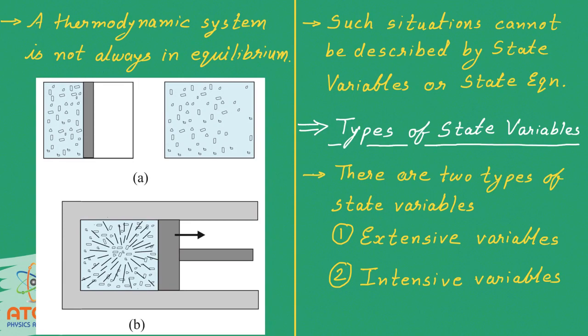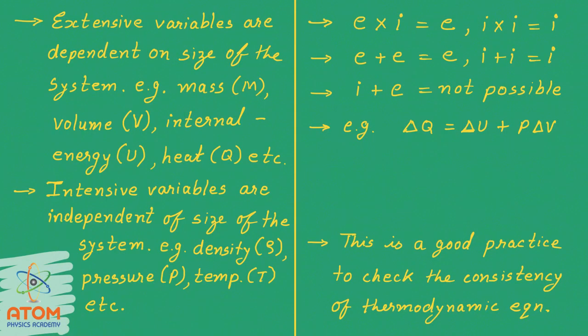Alright, now let us see types of state variables. There are two types of state variables. One is extensive variables and another is intensive variables. Let us understand this. See, extensive variables are such variables which depend on the size of the system. For example, mass. Mass depends on the size of the system, right? Then volume. More the size, more the volume, obviously, right? Then internal energy. See, more the size, more the number of molecules, and so more internal energy will be.